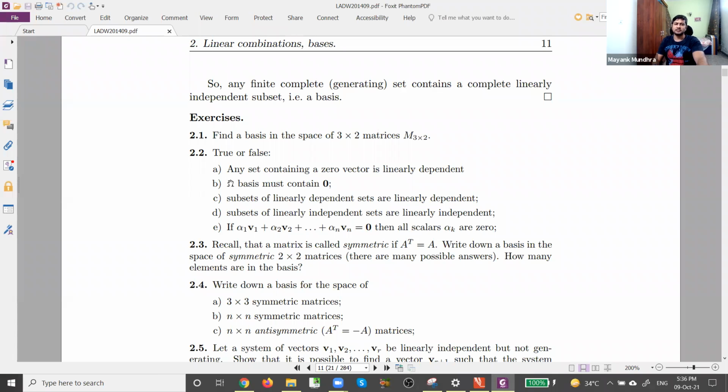Okay, true or false? Any set containing a 0 vector is linearly dependent. True or false? Come on, I need answers. I don't want you guys to be solving it right now. True.